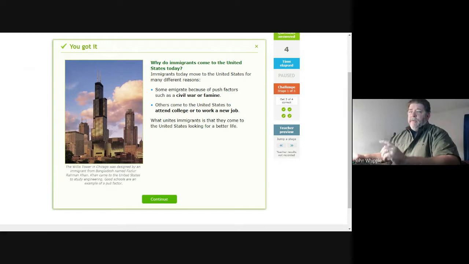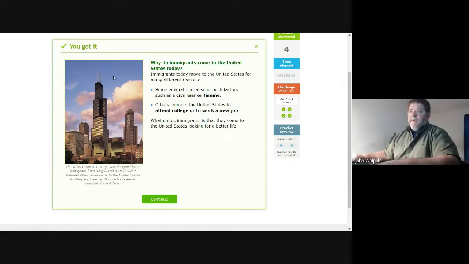Okay, and that whole thing with immigrate with an E and immigrate with an I, that's a big important distinction there. One means you're not going home. That's immigrate with an I. And emigrate with an E means you will go back if things get better.